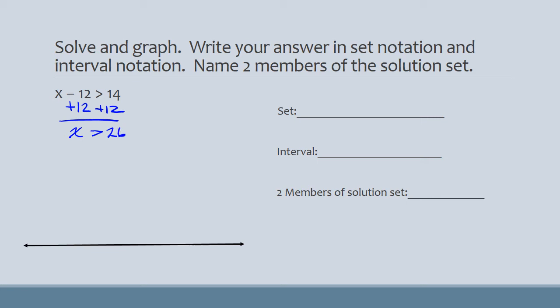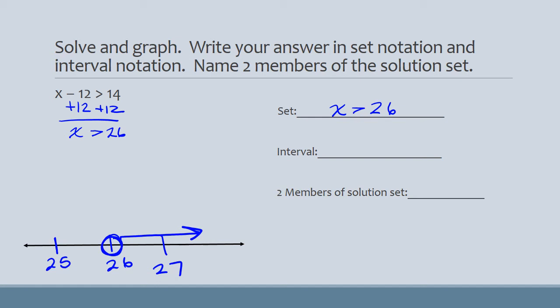So when you go to graph, I would like to see 3 numbers on either side, 25, 26, 27. Okay, an open circle on 26 with the arrows going to the right. Set notation is x is greater than 26.